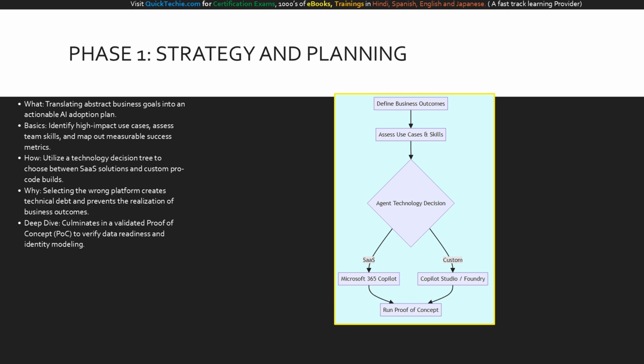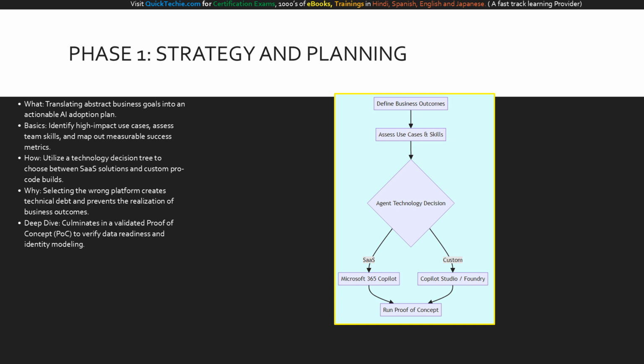From there, the path leads to a critical decision gateway, the agent technology decision. Here, you must choose the appropriate platform. The diagram splits into two options. On one side, we have SaaS agents, such as Microsoft 365 Copilot, which are ideal for rapid deployment and standard productivity tasks. On the other side, we have custom agents utilizing Copilot Studio or Microsoft Foundry, which are necessary for complex, highly specialized enterprise workflows.